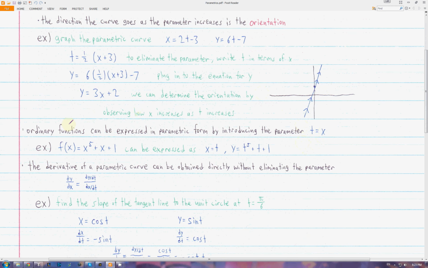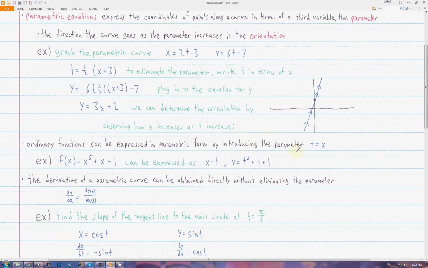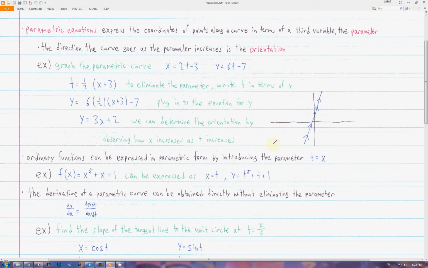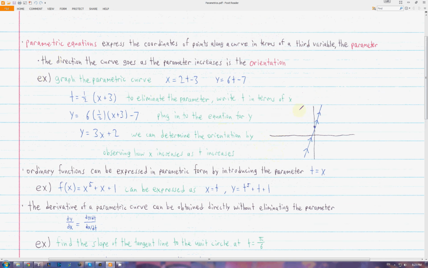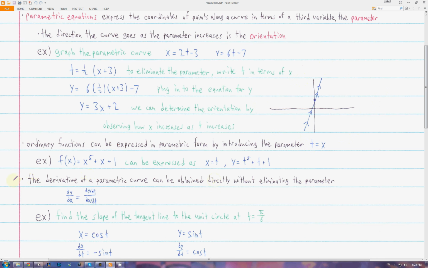We can represent any ordinary function in parametric form by just introducing a parameter t equals x. You can see here we have a function, and we can rewrite it so that one of the parametric equations is x equals t, and in the other we just replace all the x's with the new parameter t. So that's just a basic overview of what parametric equations are. If you don't really remember them, you should review your pre-calc notes.